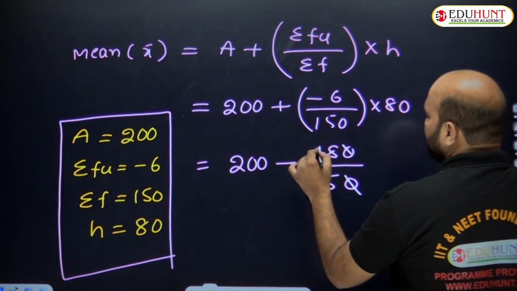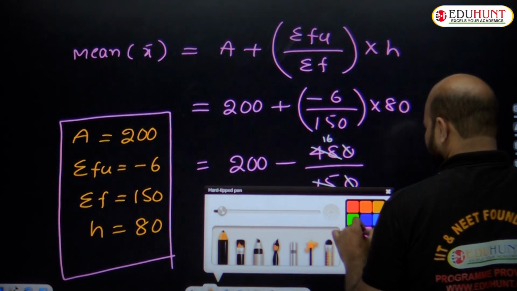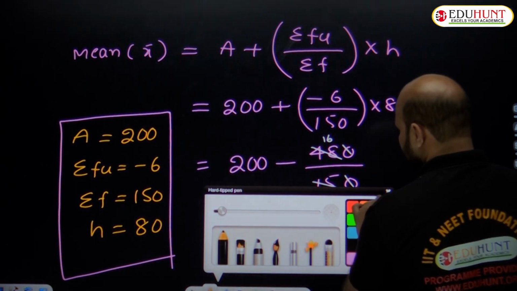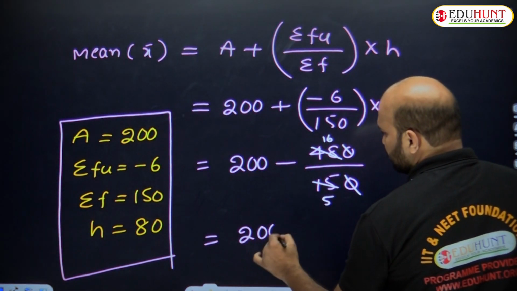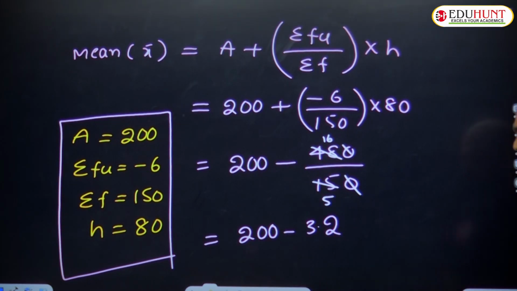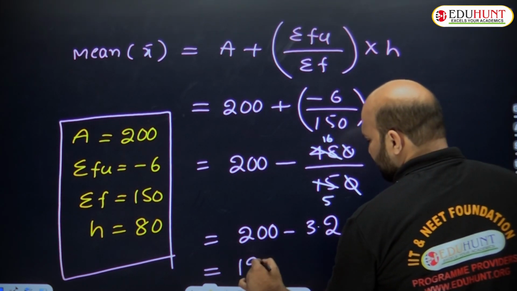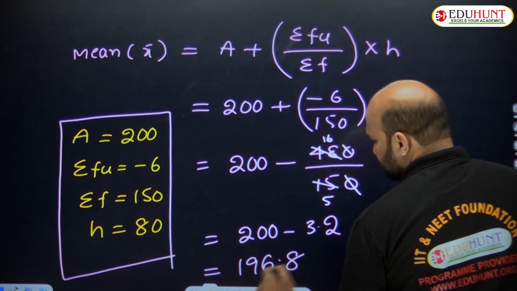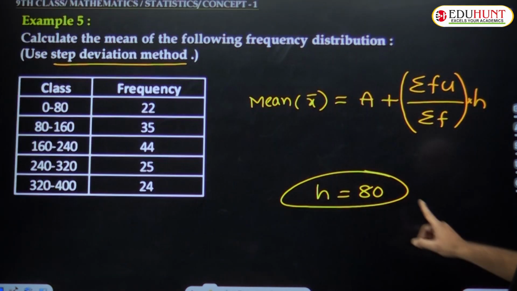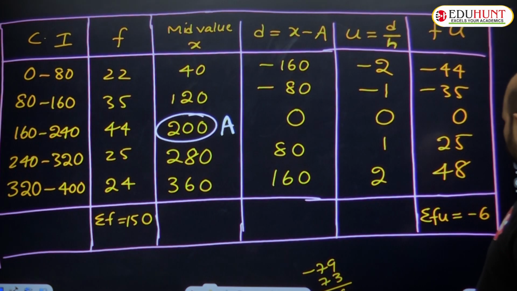Next one, 15. This is 3 16s, 3 5s, 16 by 5. So what is the required answer? 200 minus 16 by 5, nothing but 3.2. So 200 minus 3.2 is 196.8. So this is the mean value by using the step deviation method. By using the step deviation method, this is also very important for competitive exams.